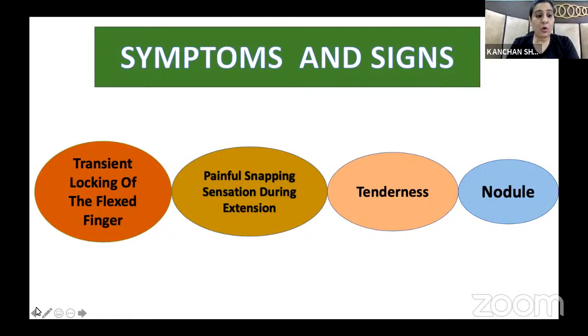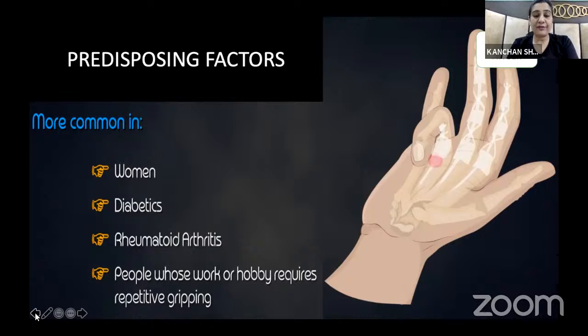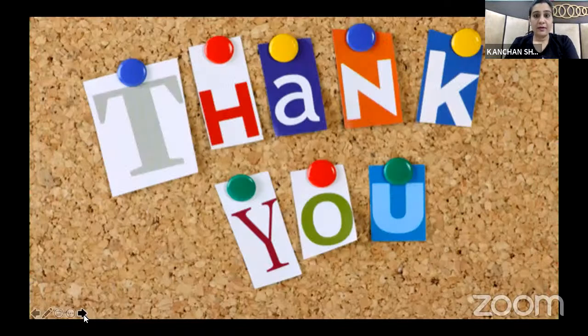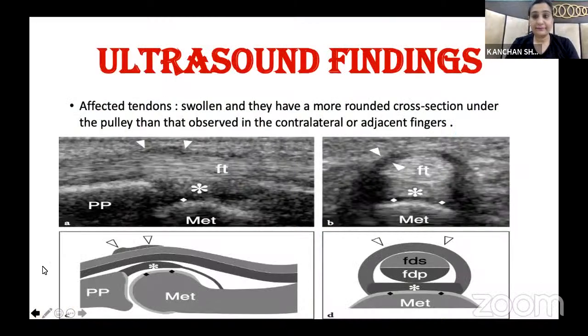Now, who are the people at risk of developing this condition? Again females. I don't know why, God has given so many things to females. Then diabetics, rheumatoid arthritis, and people, as I have already shared with you, whose work or hobby requires repeated gripping. So I think that's all from my side. Now, can I take up your questions?